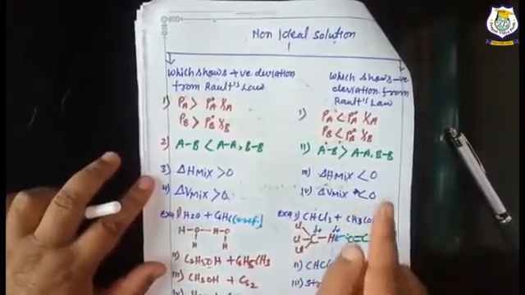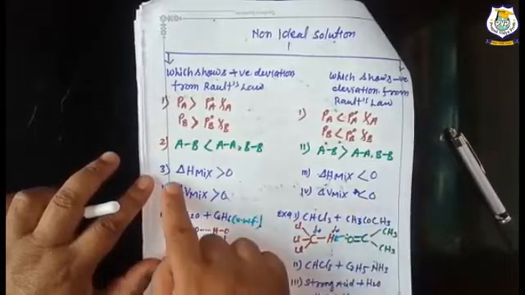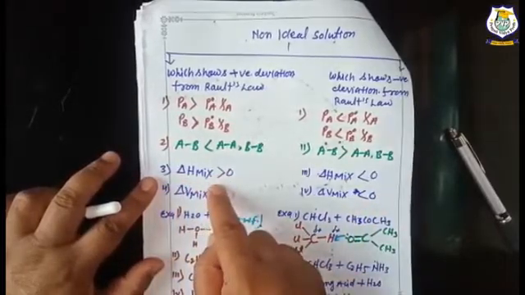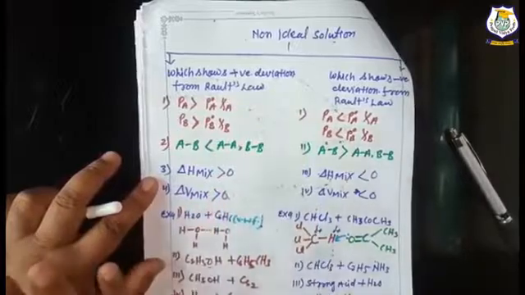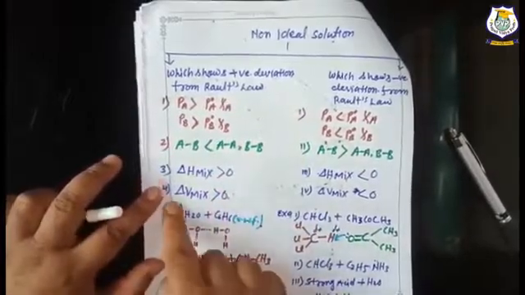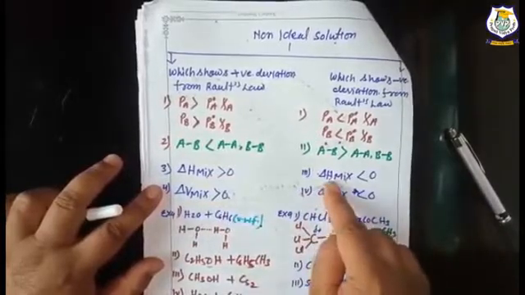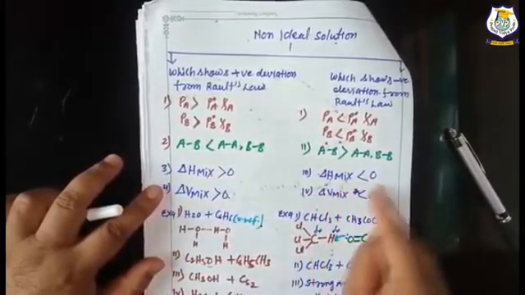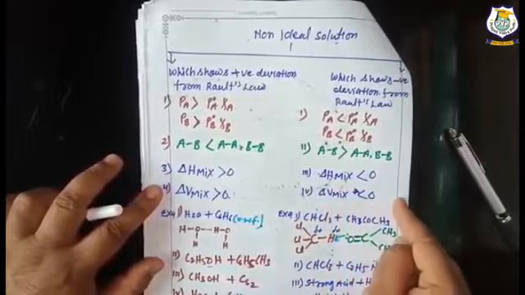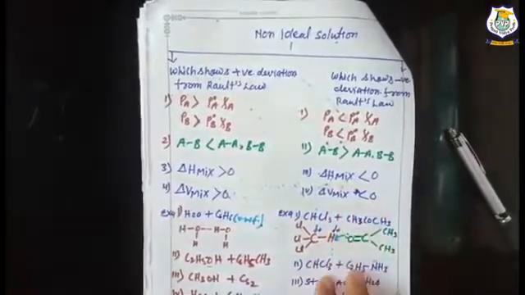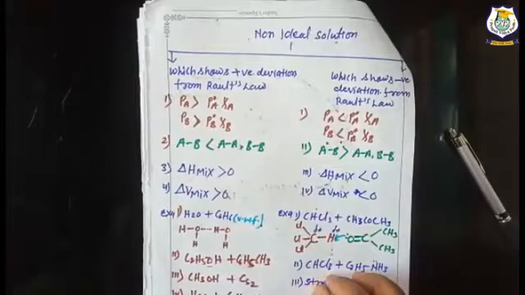So the vapor pressure is also decreased. The value of delta H mixing is greater than 0, that means positive. In case of the negative deviation, delta H mixing is less than 0 and delta V mixing is less than 0. Some examples showing the positive deviation and negative deviation.